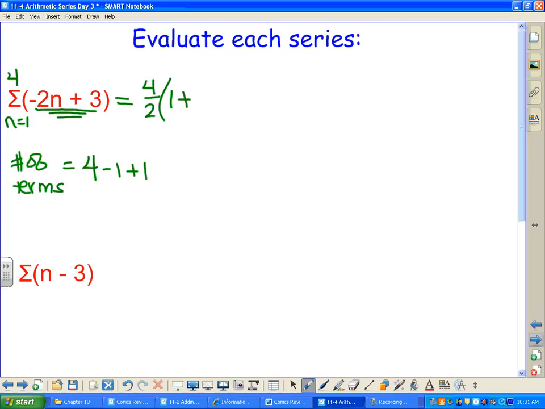So what do you get there? Negative 5. All right, so we end up with what? Negative 8. There's your answer. There's the sum. Okay? You don't have to list them all out.